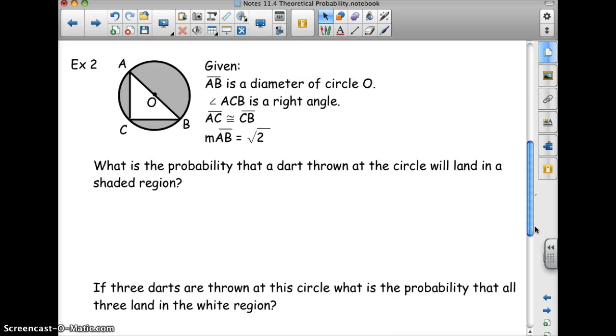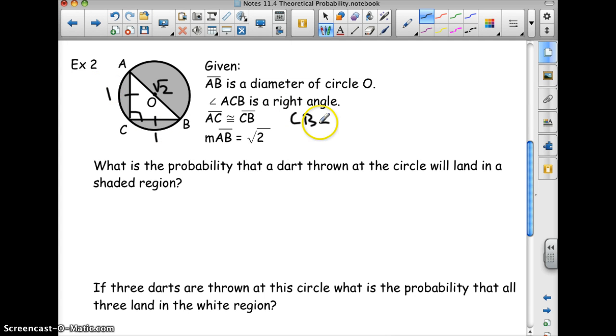All right, number 2. This one looks like a geometry class question. Given AB is a diameter of circle O. Angle ACB is a right angle, so this is a right angle right here. And they tell me that AC is congruent to CB. And they also tell me that the measurement of segment AB is radical 2. Now, if you remember, the 1, 1, radical 2, so I know that CB is 1 and AC is 1 also, from my special right triangles.